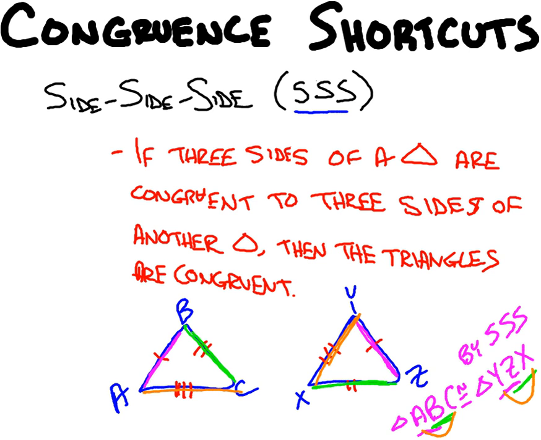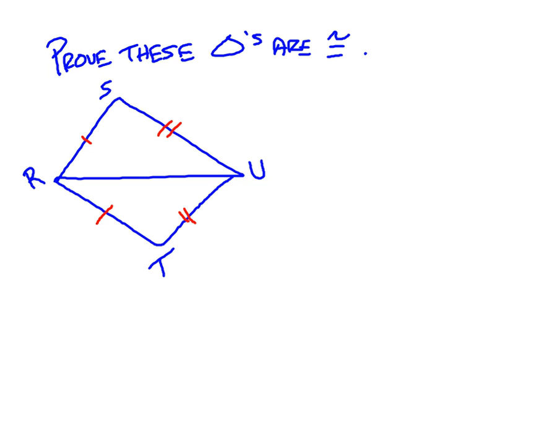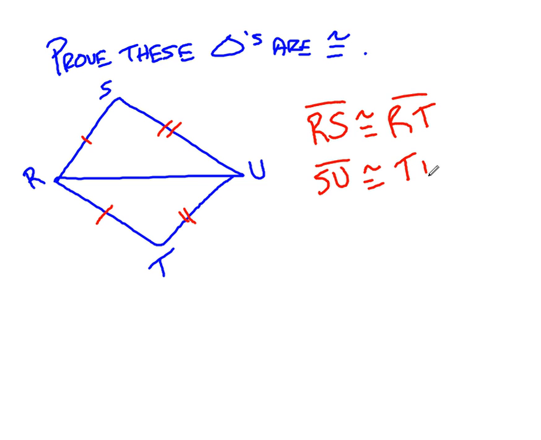An example of how we're going to use these: prove that the triangles are congruent. So we need to say, do we have three pieces? We're going to say by side, side, side here. So, well, yes, I know RS and RT are congruent because they both have the one angle marking. Same with SU and TU. They're both congruent for the same reason. Now, the third pair of sides is tougher to see.